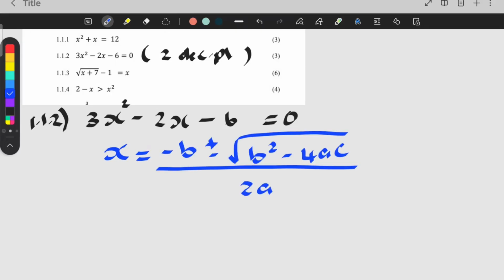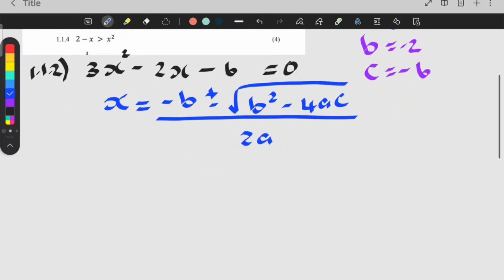And now let's quickly write our a, b, and c down. A is the number in front of x squared, so my a is 3. B is the number in front of x, so my b is negative 2. And then my c is negative 6. Then you take all that and you sub it into your formula.